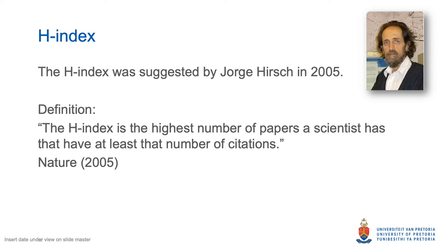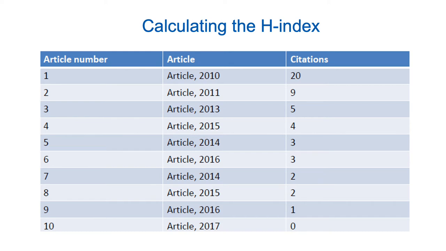Now, the H index was suggested by George Hirsch in 2005. A definition from Nature describes the H index as the highest number of papers a scientist has that have at least that number of citations. In order to explain the H index better, I have created an imaginary list of publications by researcher A. The articles are sorted according to their citations. When I repeat the definition now, it might make more sense. The H index is the highest number of papers that have at least that number of citations or more. In this case, it would be 4, because 4 articles have at least 4 citations or more.